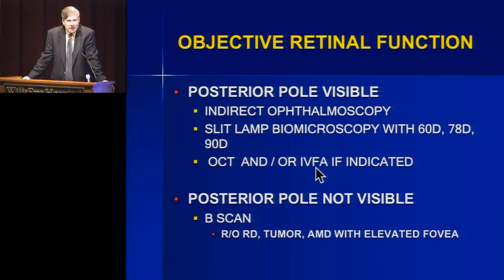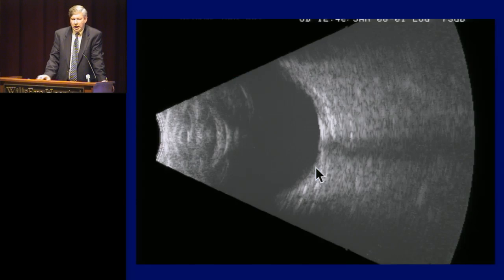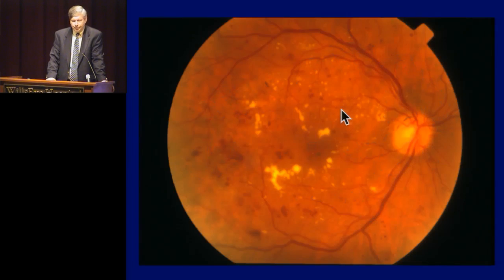If the posterior pole is not visible, the answer is we get a B scan. You want to rule out a detachment, a tumor, and the folks upstairs are actually very good at being able to give you a hint as to whether or not somebody has some macular degeneration, because they can look at some changes in the fovea. And here's a patient with what you look at and say, well, this looks like a pretty normal B scan. There was some concern about some hyperreflectivity in here that could represent a scar. So again, that changes your discussion.